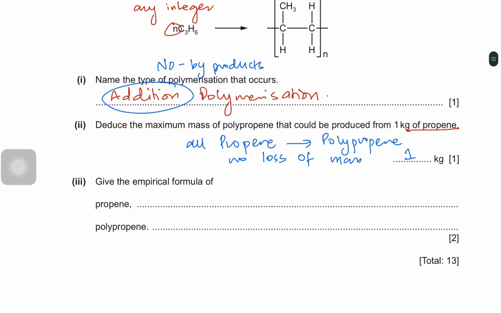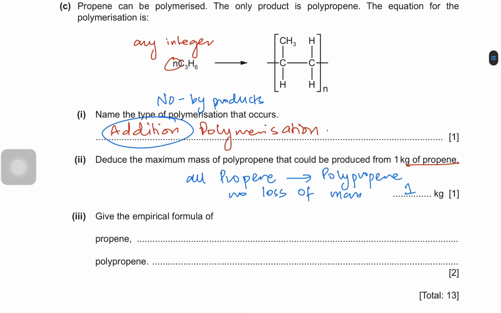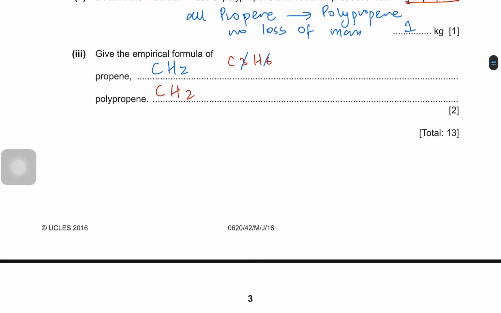Give the empirical formula for propene. So propene has a formula C3H6. If we take a ratio, we get CH2. Even if we talk about polypropene, you can clearly see that it has a similar formula. There is no byproduct, so polypropene also has the same empirical formula.